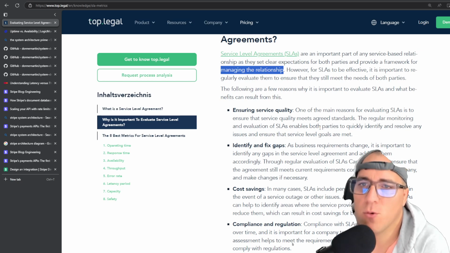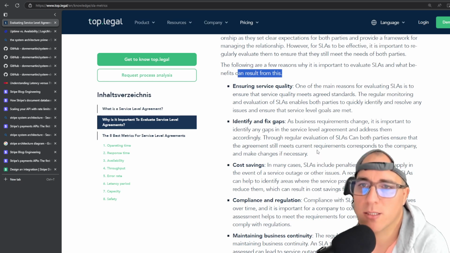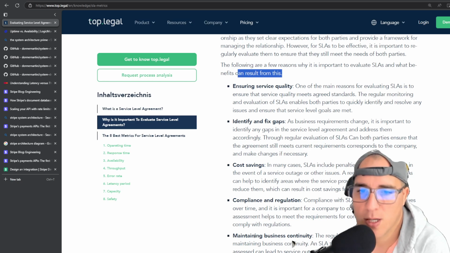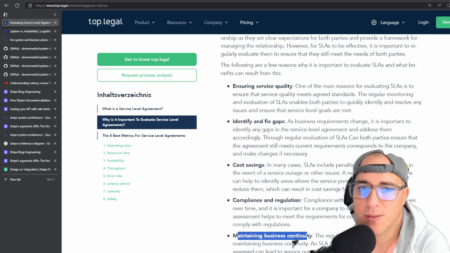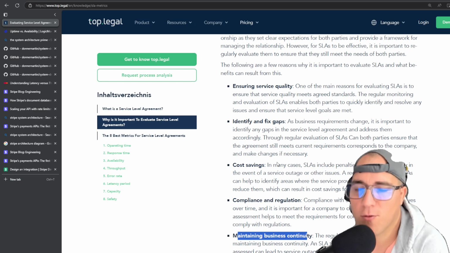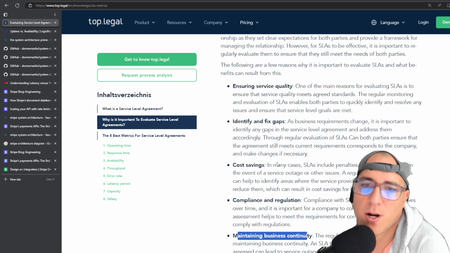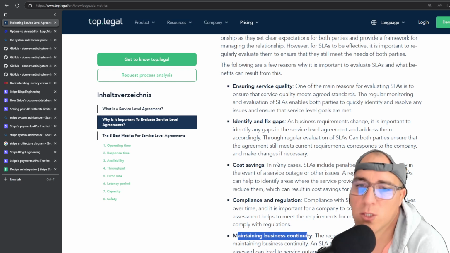Okay, the following are a few reasons why it's important to evaluate SLAs and what benefits can result from this. Ensuring service quality. Okay, this is clear. Identify and fix gaps. Cost saving, compliance and regulation, and maintaining business continuity. These 5 items I think are very important, and from my experience, it's very hard to understand them at the beginning when you are designing your system. So that's why you keep evaluating all the impact from these 5 lenses and maybe more.